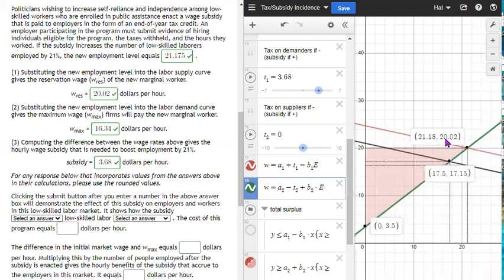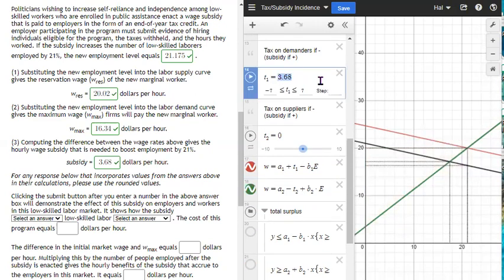So after the subsidy program is put in place, they're now making $20.02, and they would have done the job for $17.15, right? The new marginal worker, on the other hand, has a reservation wage of $20.02, and that's the wage they're being paid, right? So the new marginal worker has zero surplus, right? Zero surplus. Okay. So that's the worker surplus.